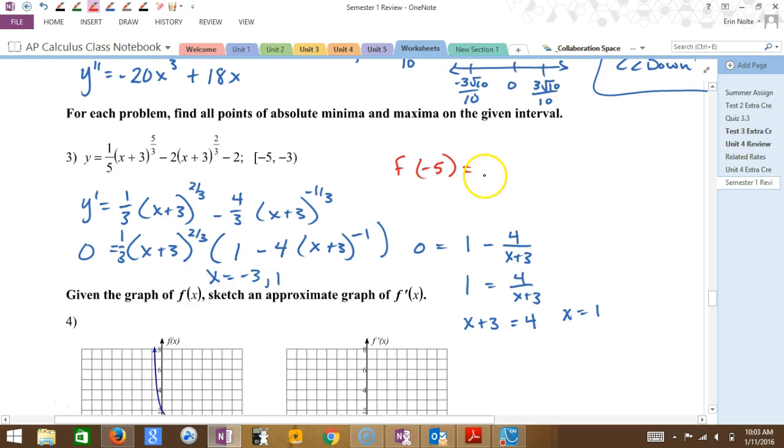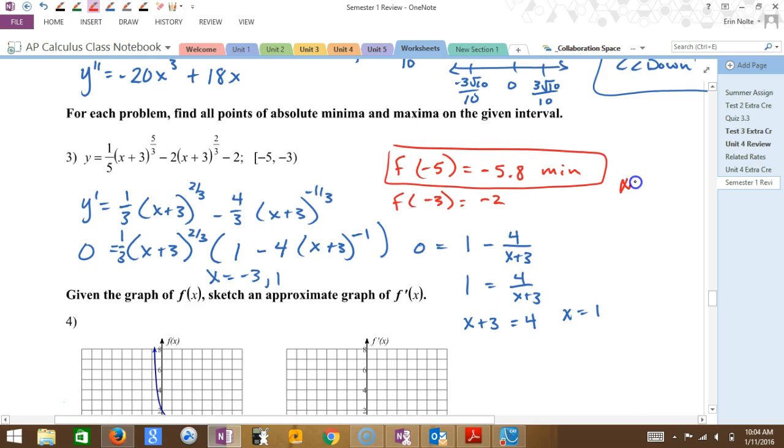Negative 5. Does she give you the website or? I think the intention of this was for you to just graph it on your calculator. Could be. Plug in negative 3. Negative 2. So negative 5 is the lower spot. So this would be a min. And then you would say no max.